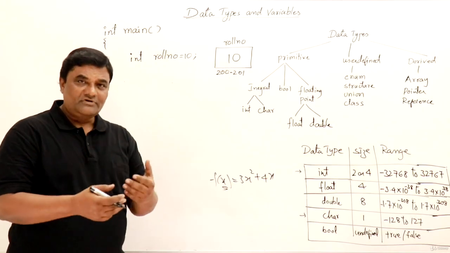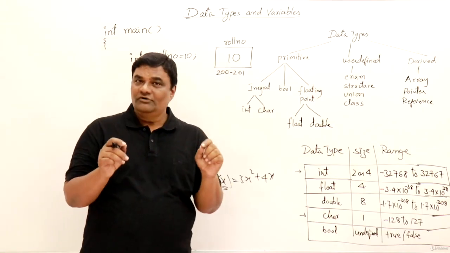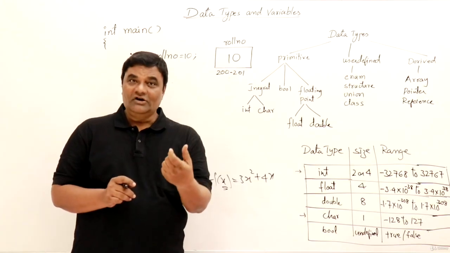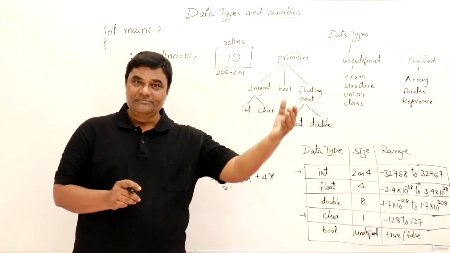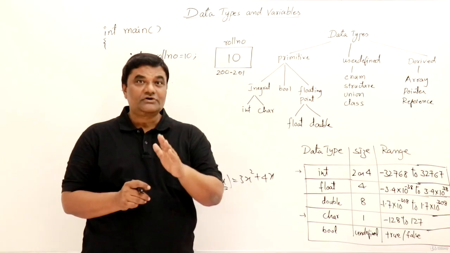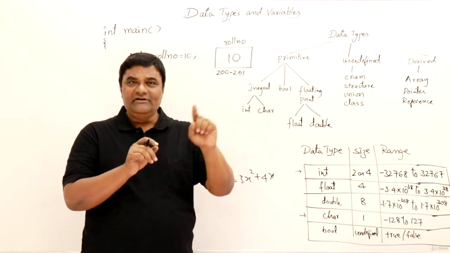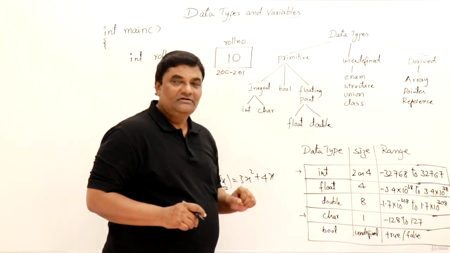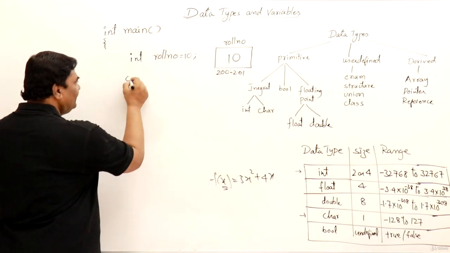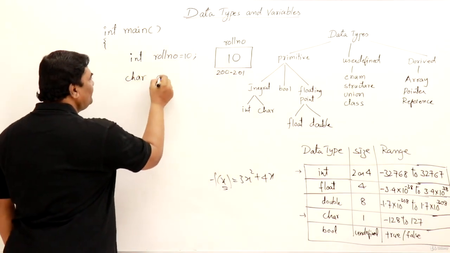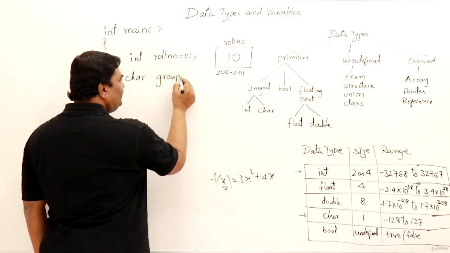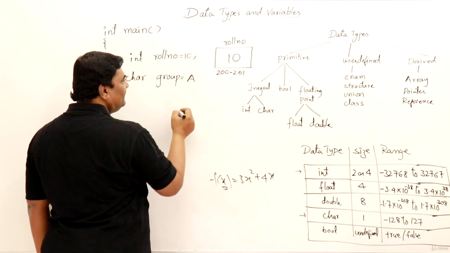Now, a little more. Suppose I want a variable to store a section or group: group A, group B, group C, like this groups are there. So I want to store the group name, A or B or something. Which type of variable should I take? Character type. Okay, declare a variable of character type: char group. And I want to initialize it. Okay, you can initialize it to A.